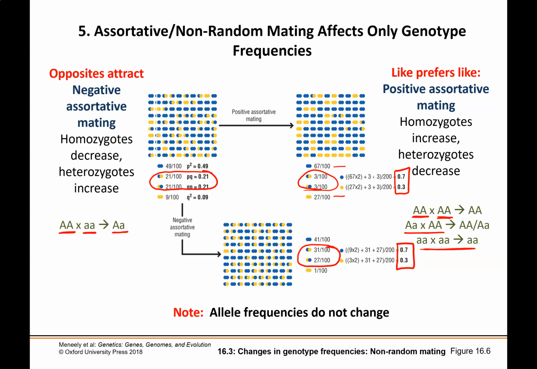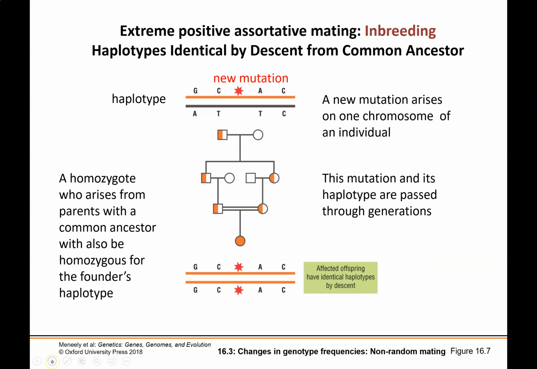So non-random mating is not actually changing the allele frequencies in the population. So we're not really seeing evolution. We're seeing a change in the genetic makeup of the population, but the alleles are not changing relative to one another.